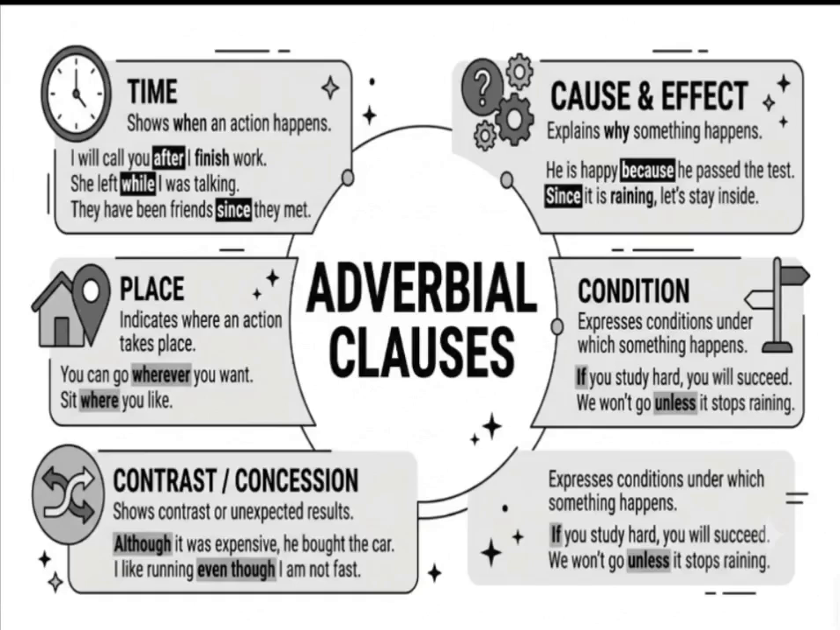Essentially, an adverbial clause is a group of words that functions just like an adverb. It modifies the main verb, adjective, or even the entire sentence by providing critical context. Here on the screen you can see some examples of adverbial clauses. You can see time, place, contrast, concession, cause and effect, and conditions, examples that we will examine closely.